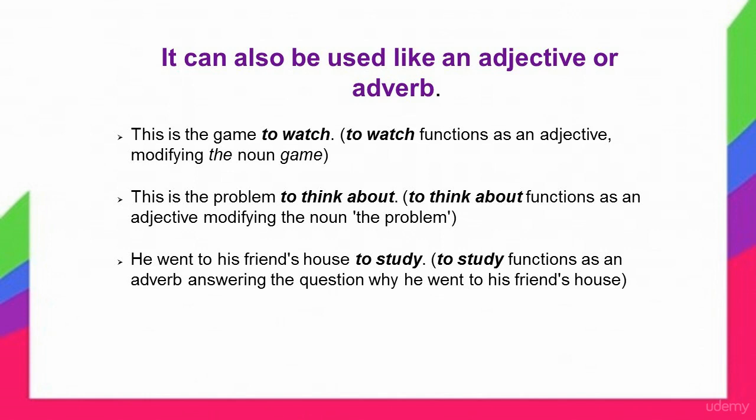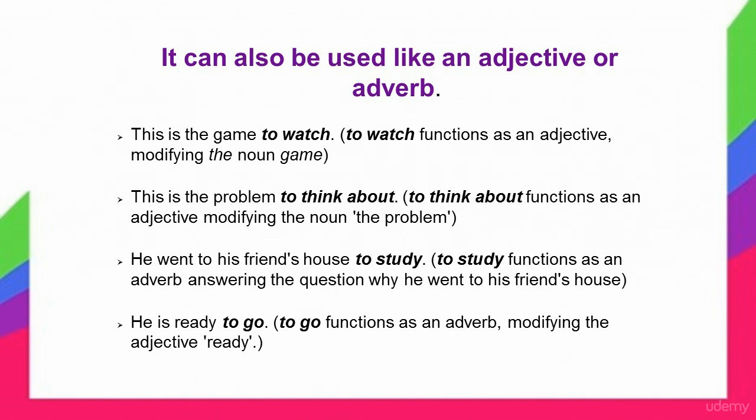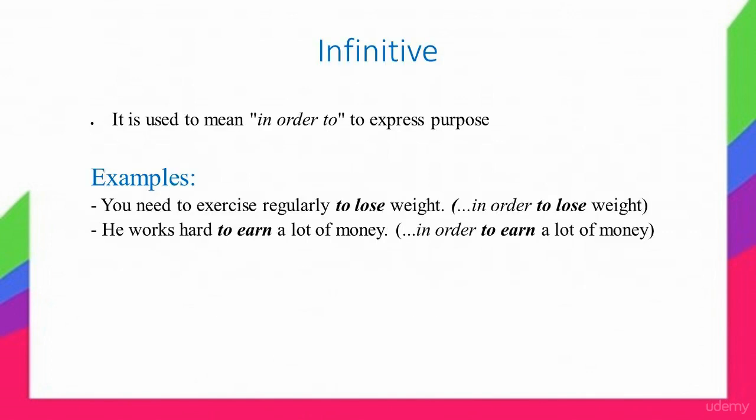He went to his friend's house to study. To study functions as an adverb, answering the question why he went to his friend's house. He is ready to go. To go functions as an adverb, modifying the adjective ready. It is also used to mean in order to express purpose. Examples would be: you need to exercise regularly to lose weight, in order to lose weight. He works hard to earn a lot of money, in order to earn a lot of money.